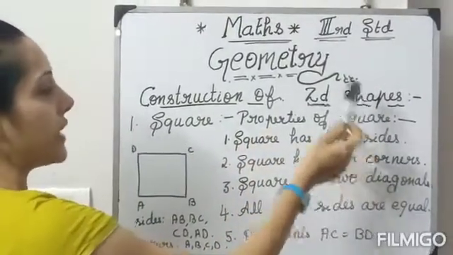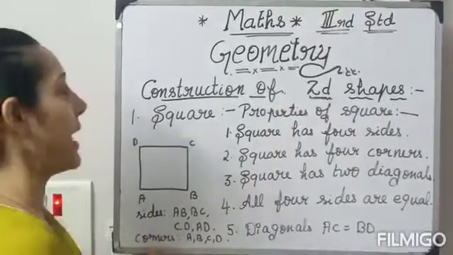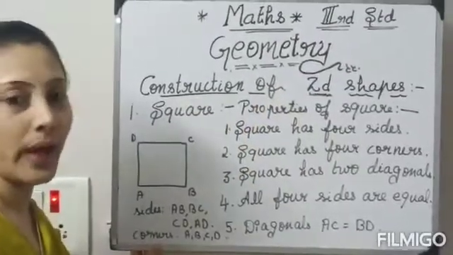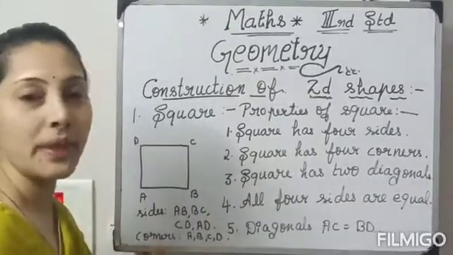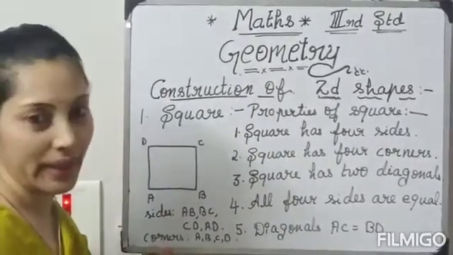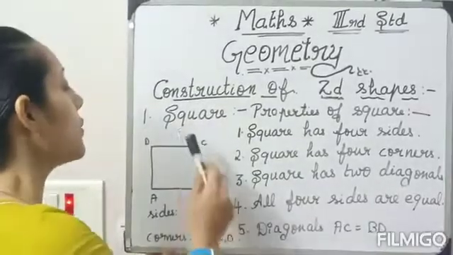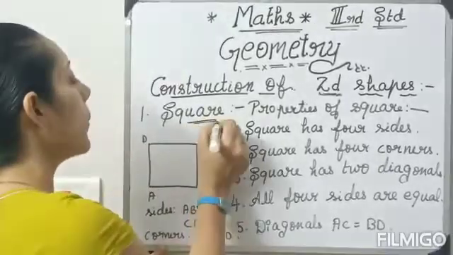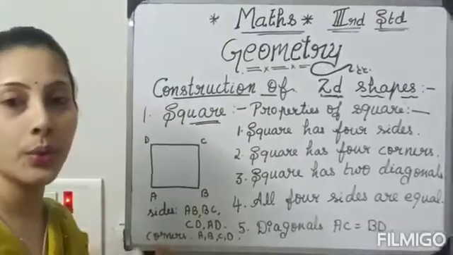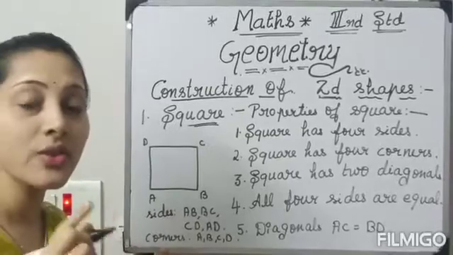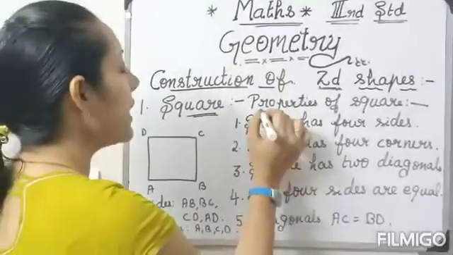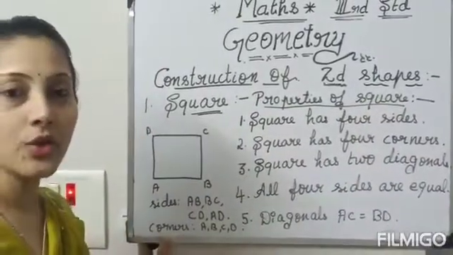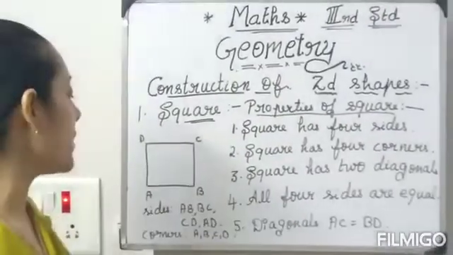Construction of 2D shapes, Geometry, 3rd standard. The shapes will all come in which lesson, students? Geometry. Very good. So what is our first shape, students? Square. S-Q-U-A-R-E, square. Properties of square. So what is called a square?